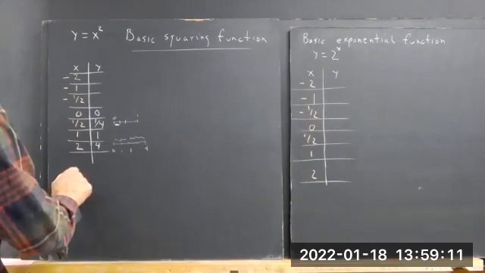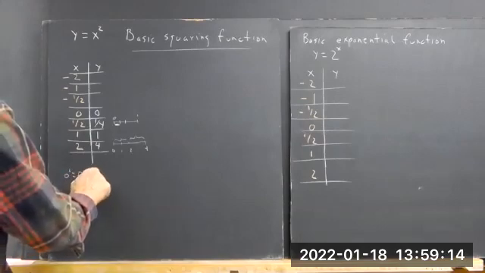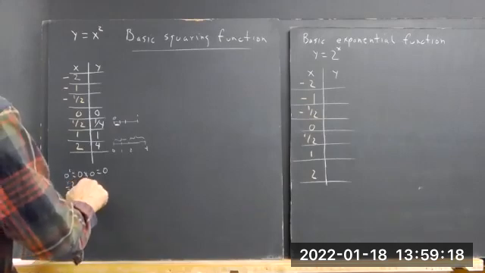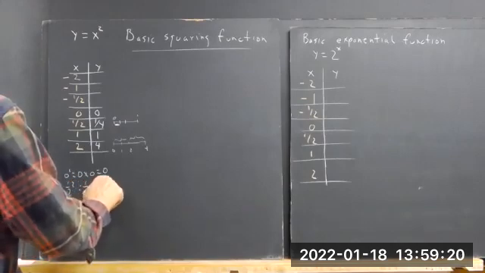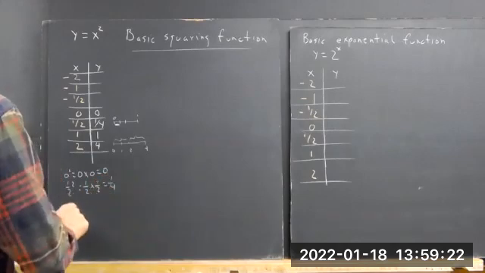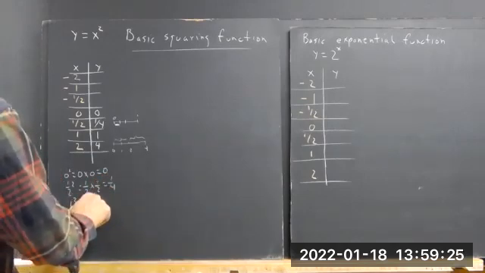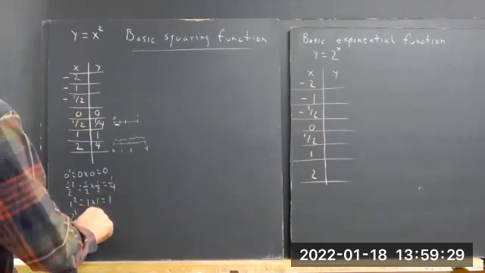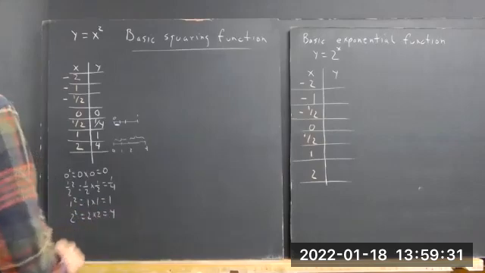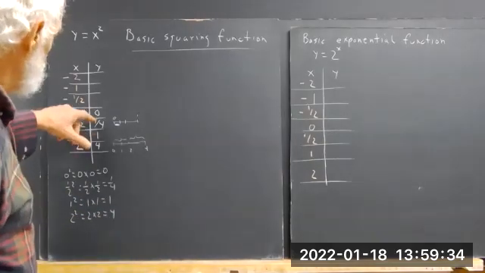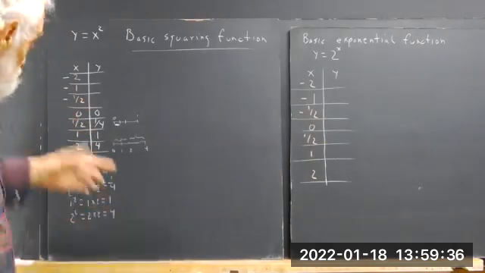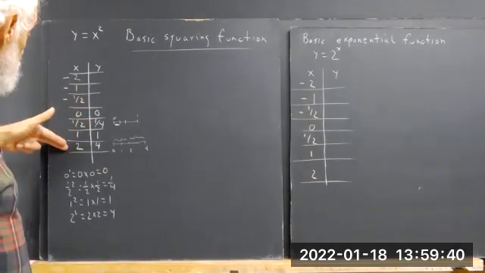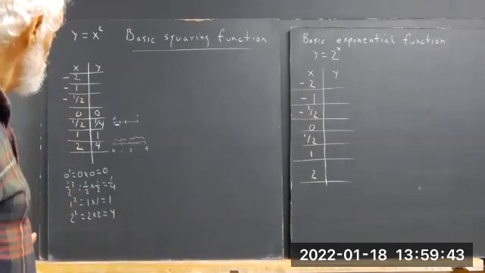I'll say 0 squared, 0 times 0, which is 0. 1/2 squared, 1/2 times 1/2, which is 1/4. 1 squared, hardly have to write that out, but there it is. 2 squared is 2 times 2, which is 4. Okay, so right there we have x and y coordinates of 4 points on a graph.